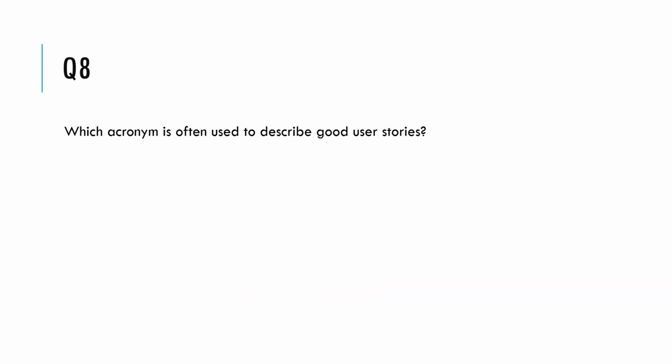Question number 8: which acronym is often used to describe good user stories? Inspect, invest, confirm, and agile. Which of the following is the acronym that is most often used? The correct answer is B, invest. Invest essentially stands for independent, negotiable, valuable, estimatable, small, and testable. So a good user story should be all of it, right? So that is why this is one of the acronyms that is very popular in the agile world.